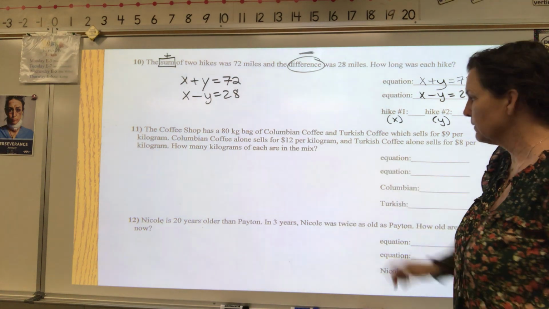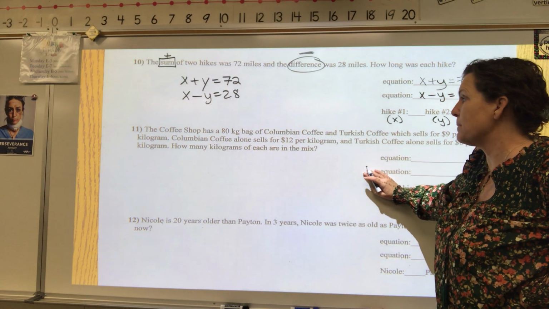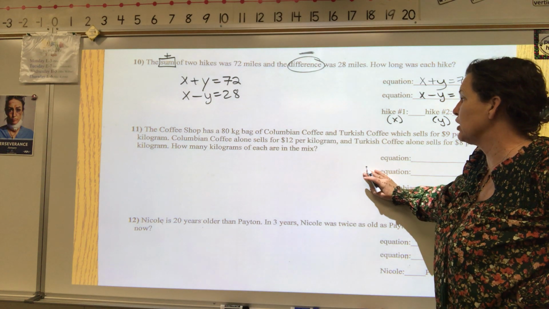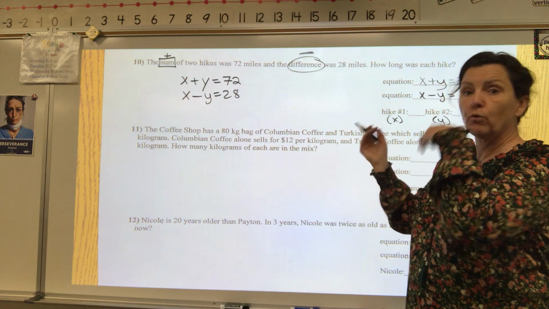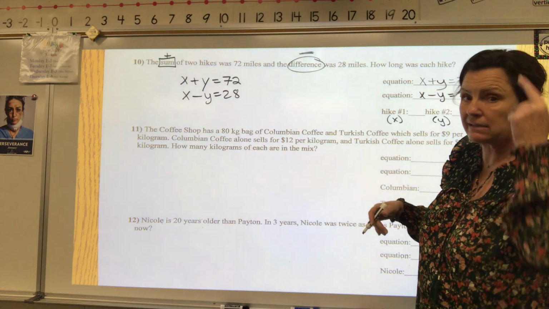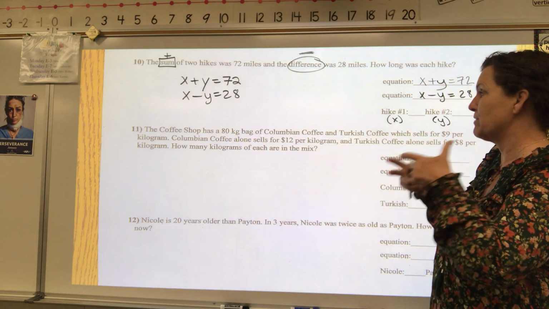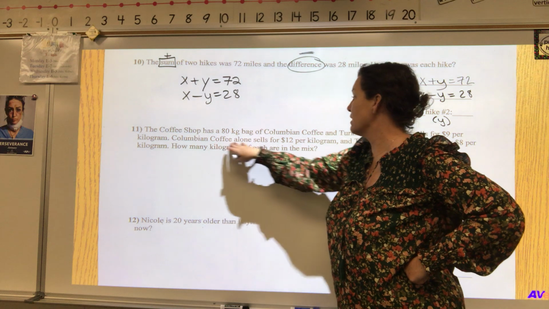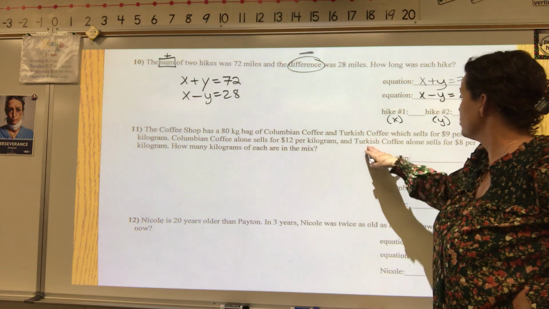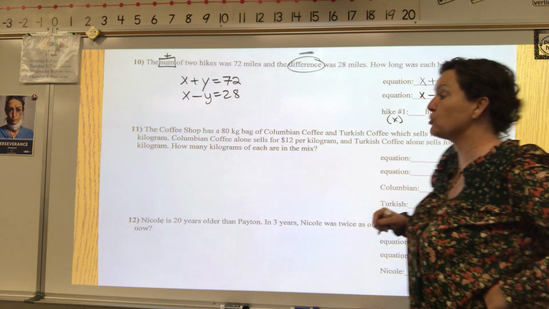Perfect. Cool beans. This one. So let's give it a read. The coffee shop has an 80-kilogram bag of Colombian coffee and Turkish coffee. So wait a minute, there's a bag with both of those mixed in there. Okay. It sells for $9 a kilogram, this bag of the mix. So Colombian coffee alone sells for 12, and Turkish coffee alone sells for 8. How many kilograms of each are in the mix?